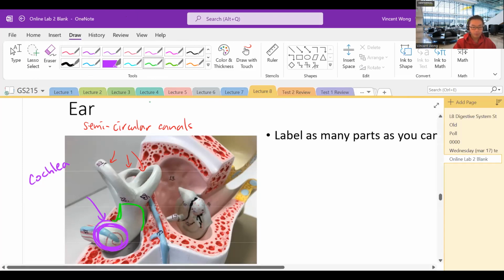Connecting the cochlea to the semicircular canals, that would be the vestibule. The vestibule is responsible for detecting acceleration, right? Speeding up, slowing down in the car, falling, dropping. That's the vestibule. And that's the nerve that sends it all to the brain, the vestibulocochlear nerve.